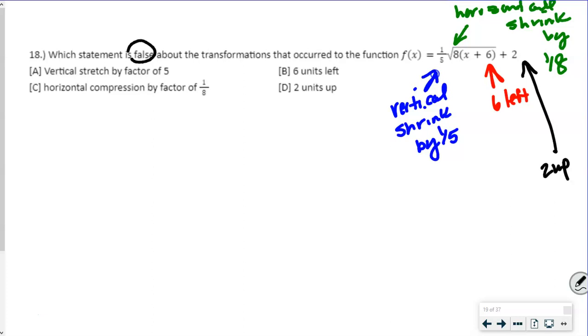We're looking for false, okay? So vertical stretch of 5. Well, there it is. That's our false statement right there. Because we had a vertical shrink by 1/5. The 6 left works. The 2 up works. The horizontal compression by 1/8 works.